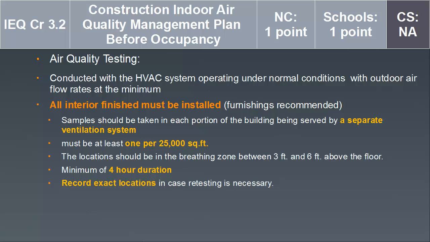Samples should be taken in each portion of the building being served by a separate ventilation system. There must be at least one for 25,000 square feet. The locations of the air quality samples should be in the breathing zone between that 3 and 6 feet above the finished floor and be a minimum of 4-hour duration. You need to record your exact locations in case you need to retest an area that does not comply and perform a flush out. Verification and documentation is critical for these credits, and memorize all those items in yellow.